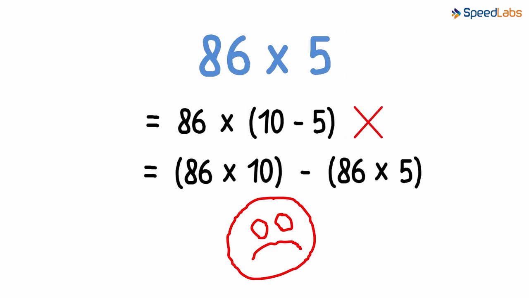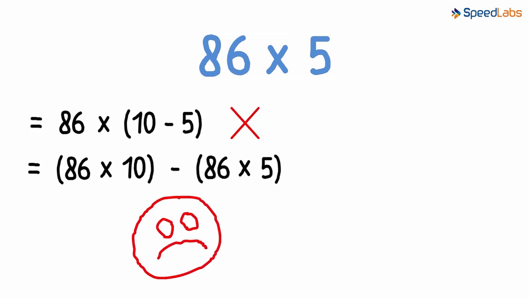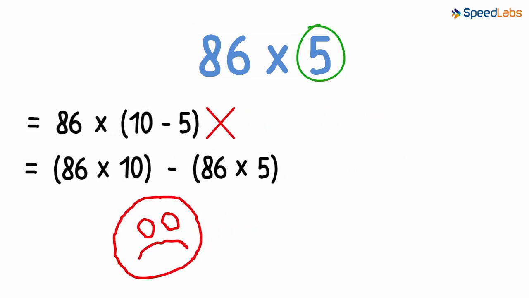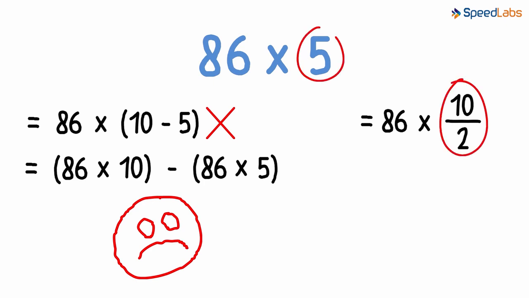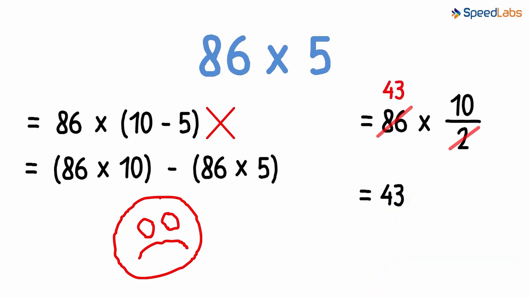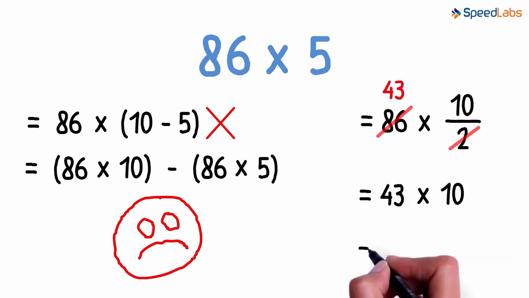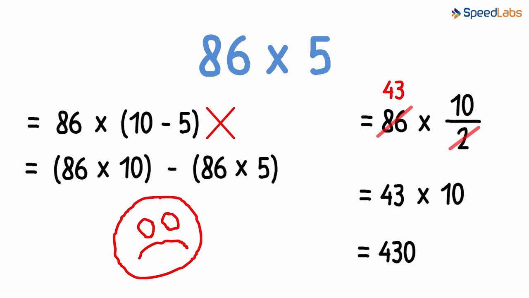Do we have to just multiply the numbers directly then, or is there some other trick to simplify it? There is a 5 here. We can't write as 10 minus 5 here, but we can write it as 10 over 2. Yes, 10 divided by 2 is 5. If we write it like this, then the problem becomes really easy to solve. We can first divide 86 by this 2 to get 43, and then multiply this 43 with 10 to get 430. We have written 5 as 10 over 2. We can write any multiple of 5 like this.